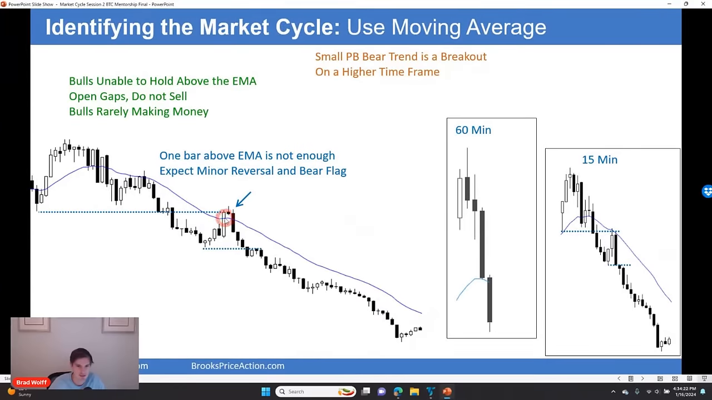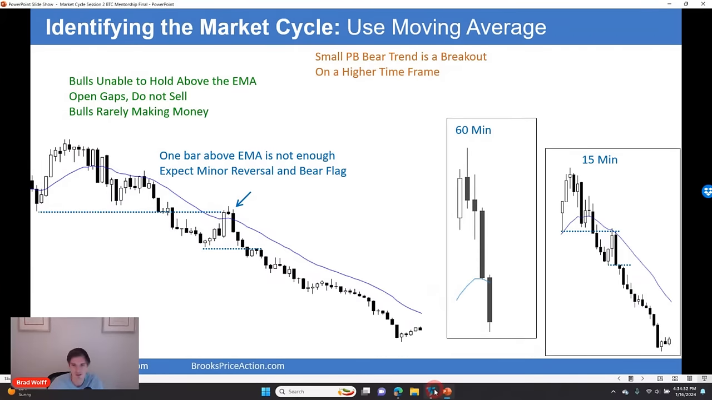But what I want to see is a bull bar and a strong follow through above the moving average, or I want to see a collection of bars above the moving average. And here's another example. If you're ever in doubt of this, if this is a leg in a trading range or a tight bear channel, go to a higher time frame. The reason that matters is when you look at a higher time frame and it's clearly trending and the market cycle is very clear, it's going to influence the lower time frame in a bigger way.